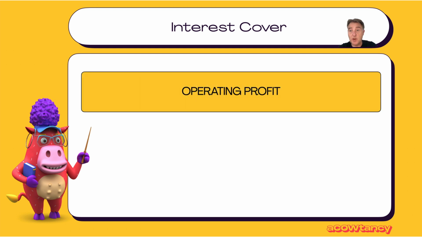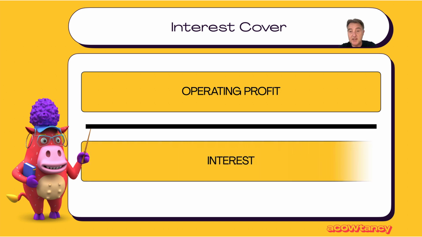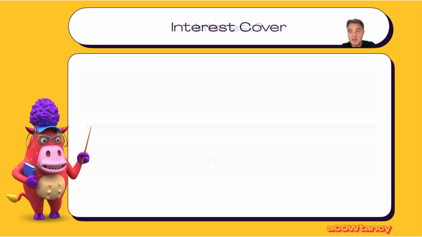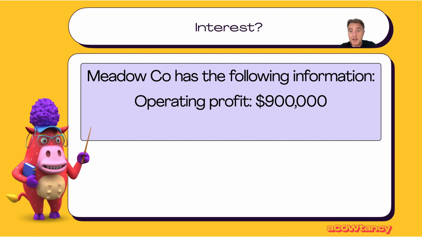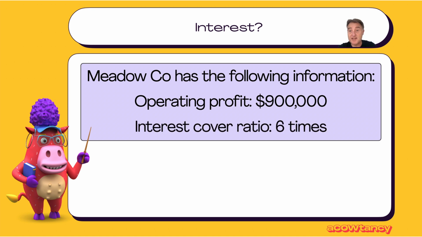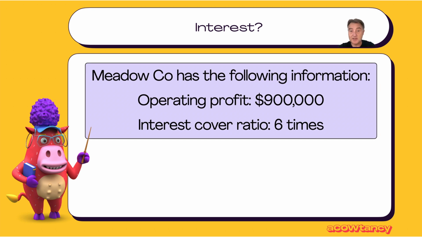So interest cover, as we hopefully know, is operating profit, which is basically profit before interest and tax, divided by the interest. So you might get a question that asks you to calculate the interest rather than the interest cover ratio though. So Meadow Company has 900,000 operating profit and an interest cover of 6 times. So the operating profit covers the interest 6 times.